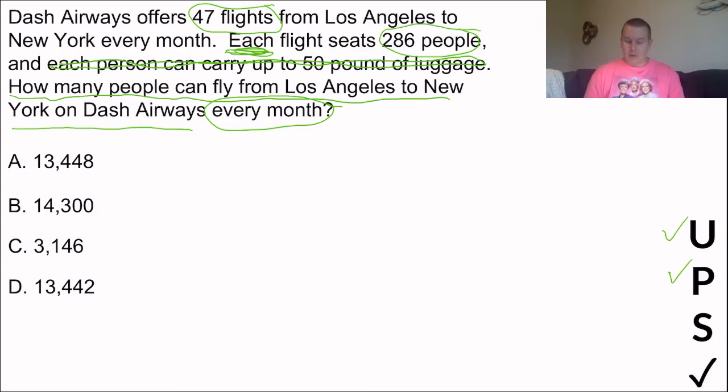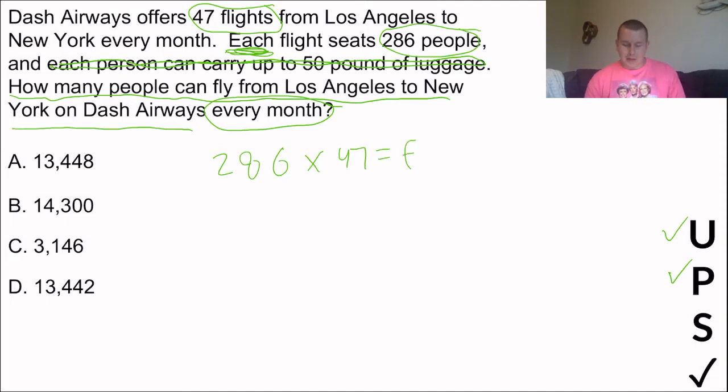Now we're going to solve and show our thinking. So we need to think to ourselves, what operation are we using? I saw that word each, and each can mean multiply or divide. In this case, though, it looks like there's 47 total flights, and each flight holds 286 people. So every month, it looks like my number is going to be increasing by a lot. So I think I'm going to use multiplication. So I'm going to create an equation: 286 times 47 equals F for flights, or F in the chat, whatever you want to do.